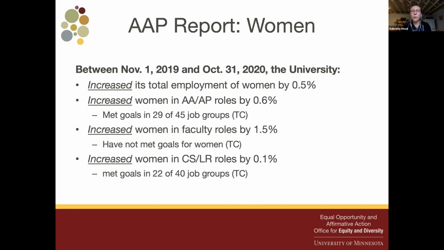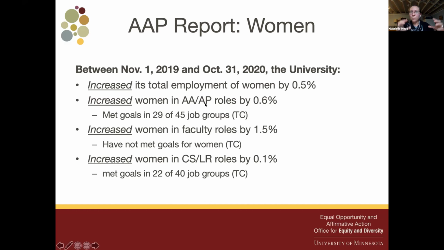And you'll see that we've increased our total employment of women by 0.5%. You will notice that that is a percentage, not a number, so we are looking at those in percentages and not just pure numbers. On the Twin Cities and in the AA administrative roles, we've also increased. So we've increased in all job groups, some more than others. But when you look at the Twin Cities job groups, right?